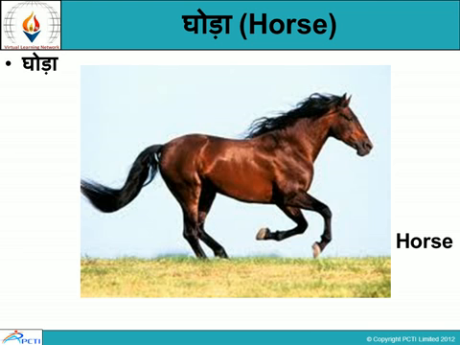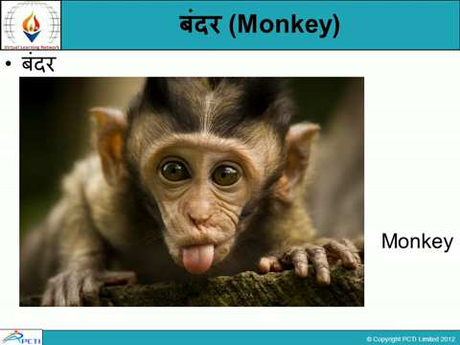Horse. It is also a very good animal. It runs very fast. Earlier people used to have it as their vehicle, when the vehicles were not there. People usually used it to go from one place to another. It has a brown body, black color here on its tail. It's called horse. We call it as ghoda. What do we call? Ghoda.